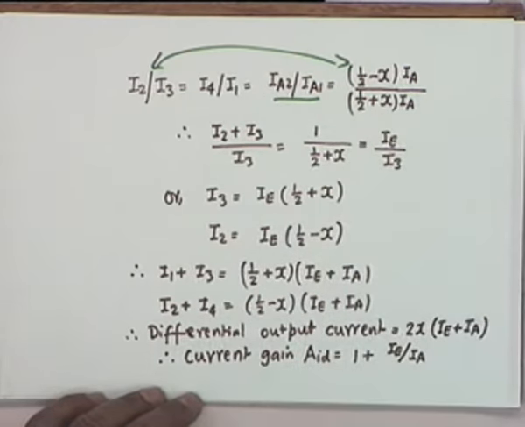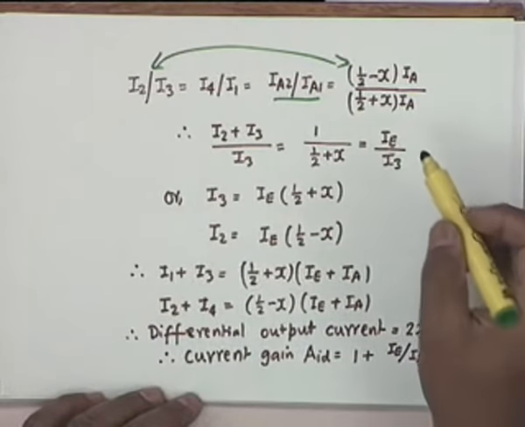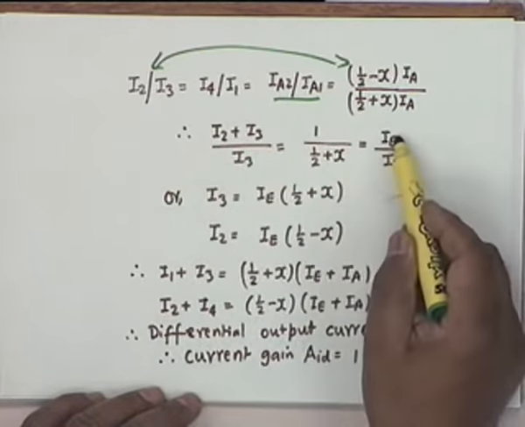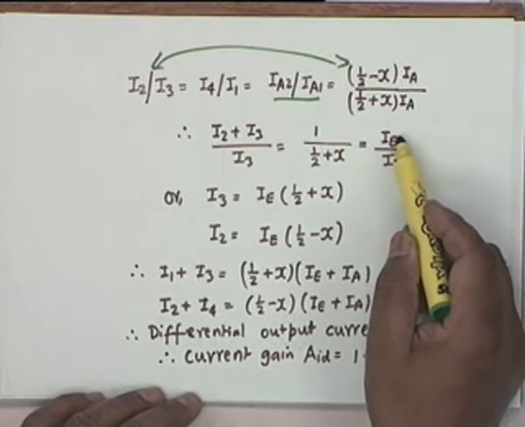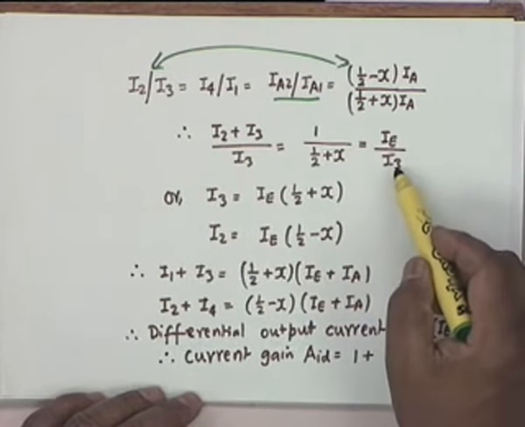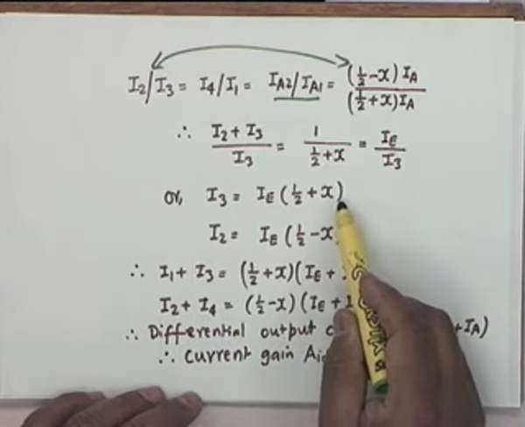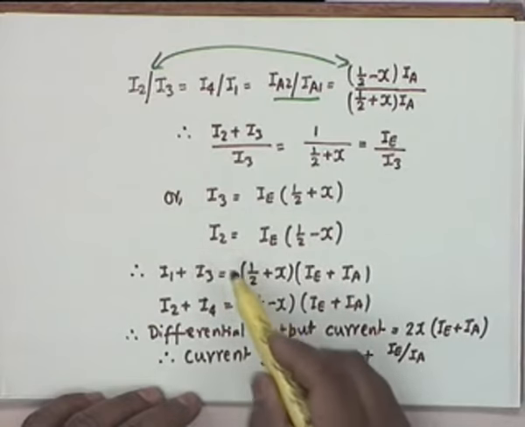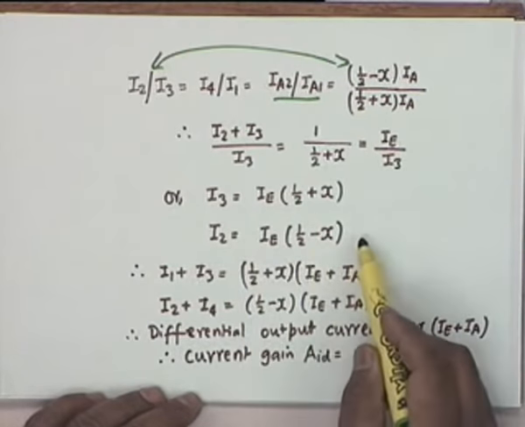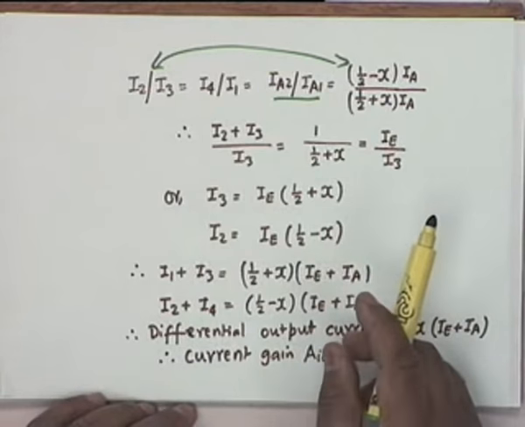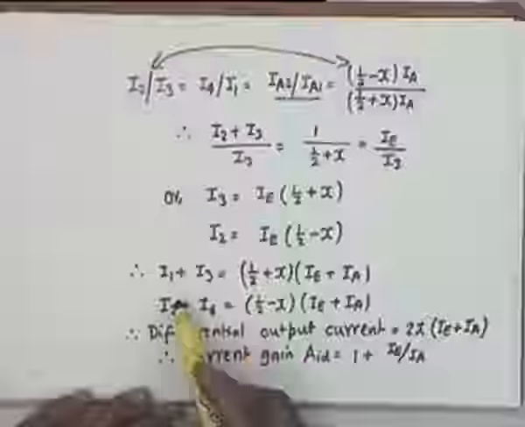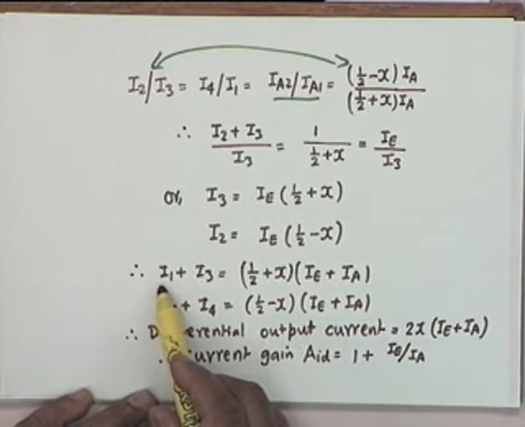When I add 1 to this, I get 1 by half plus x, which is the same as I2 plus I3, the total emitter current, IE. Therefore I3 equals IE times half plus x, and the rest goes to I2, that would be IE times half minus x. In other words, the proportioning of the current is the same as in the input current proportioning, and the two output currents are I1 plus I3.